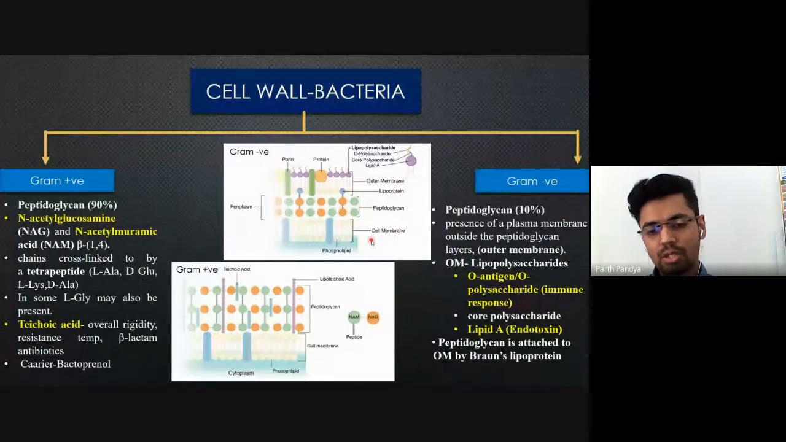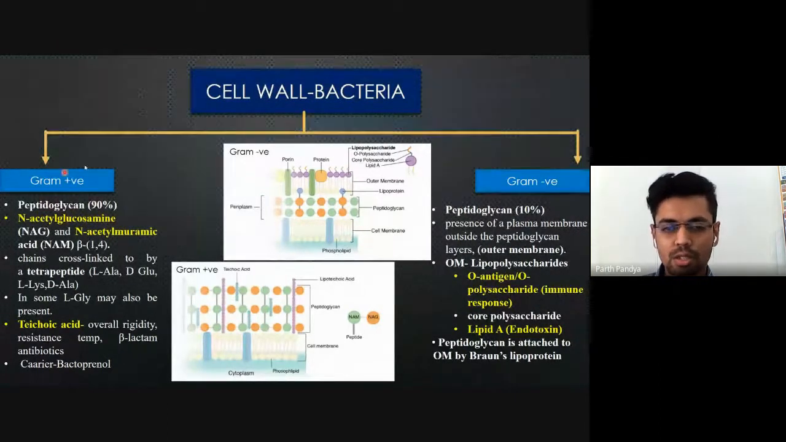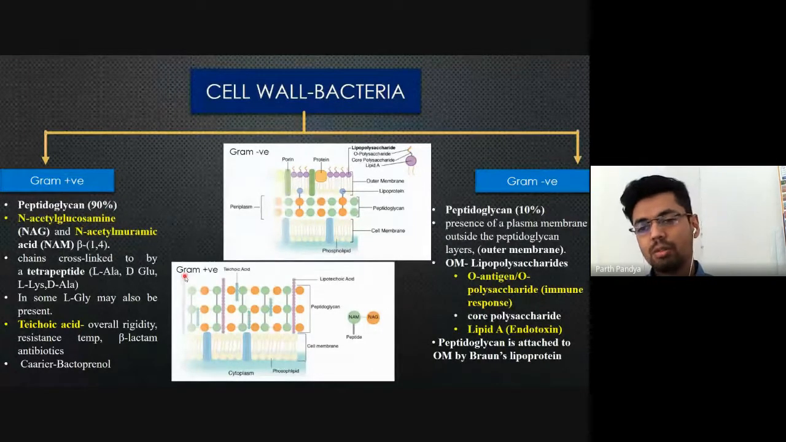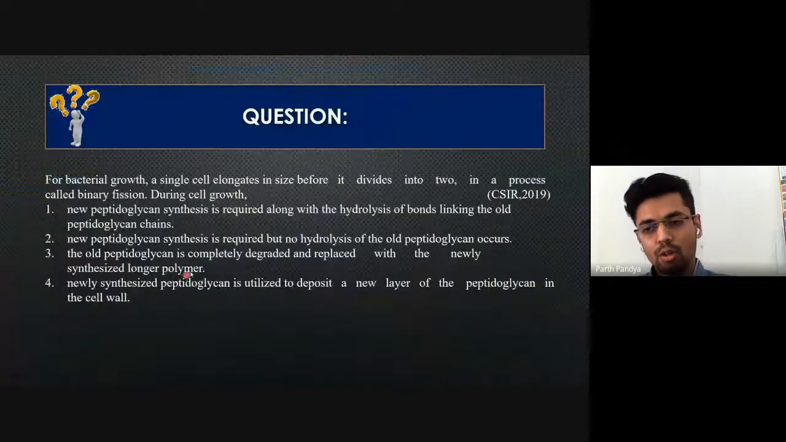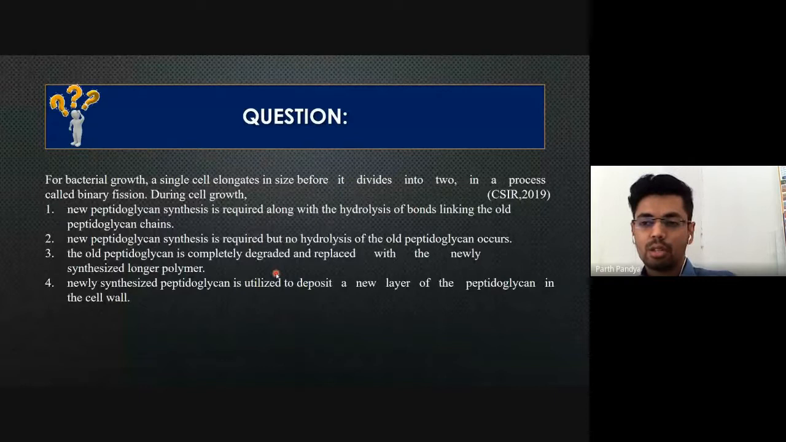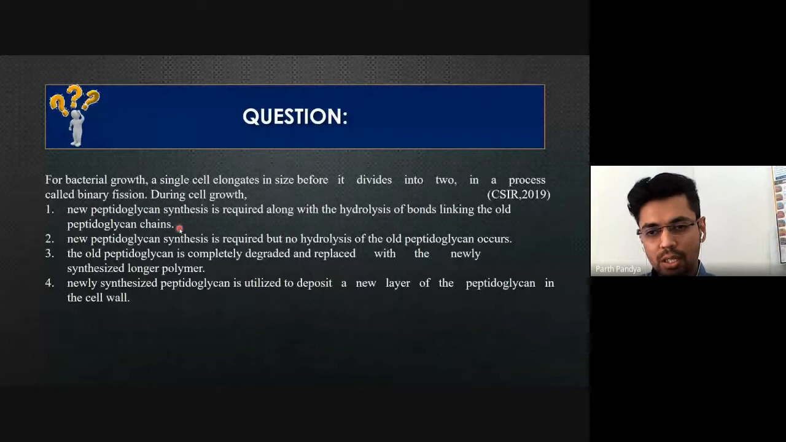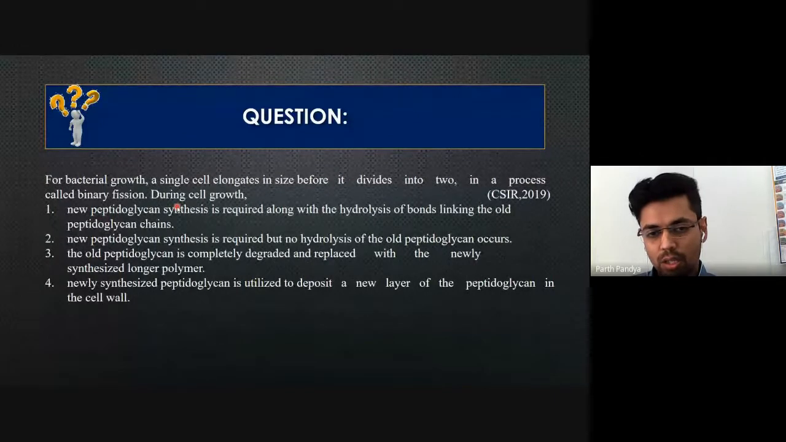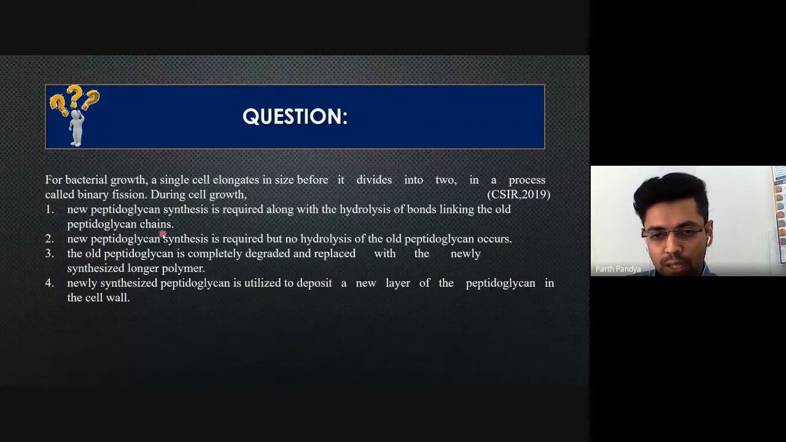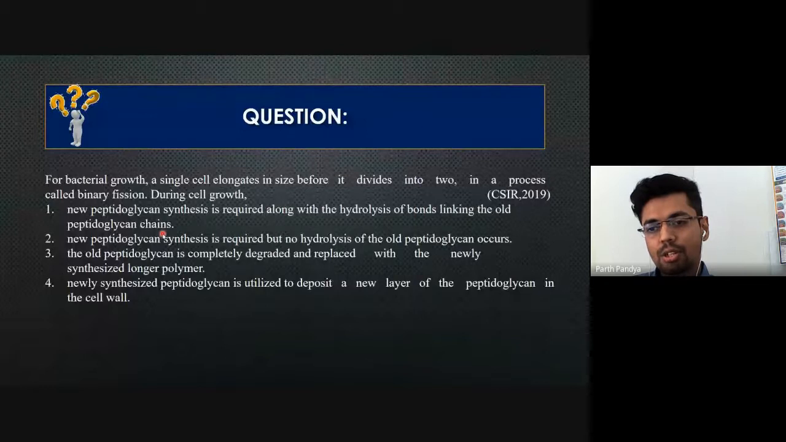Various questions come either with respect to the synthesis of peptidoglycan, or with respect to the type of components present in gram-positive and gram-negative bacteria. For instance, in 2019 it was asked that for bacterial growth, a single cell elongates in size before it divides into two in a process called binary fission. During this cell growth, the first option is that new peptidoglycan synthesis is required, along with the hydrolysis of bonds linking the old peptidoglycan chains.